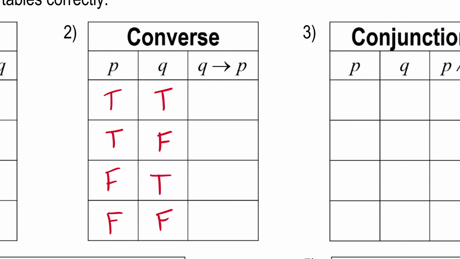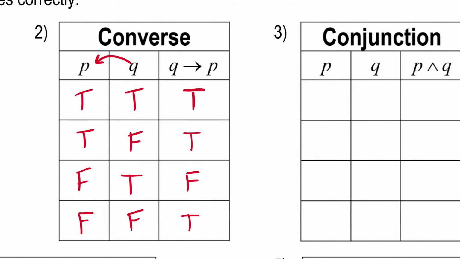Okay, converse. Notice my statement, Q then P. So I'm going backwards. So I'm going from here, this direction. So make sure you follow the statements very carefully. So if I have if Q then P, true, true is true. Now I have false, true is true because I ended on true. True, false, they're different and I end on a false. That makes the statement false. And false, false is true.